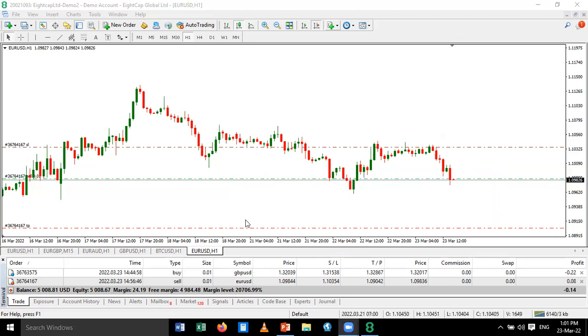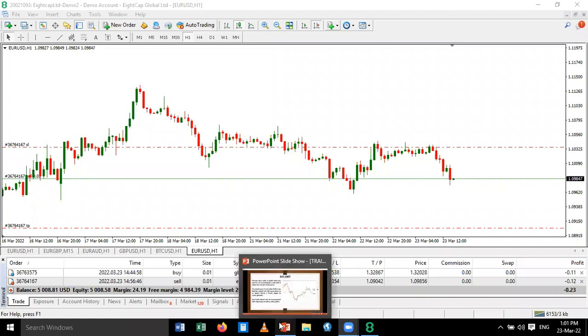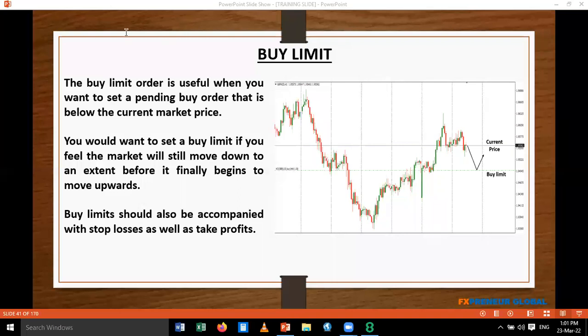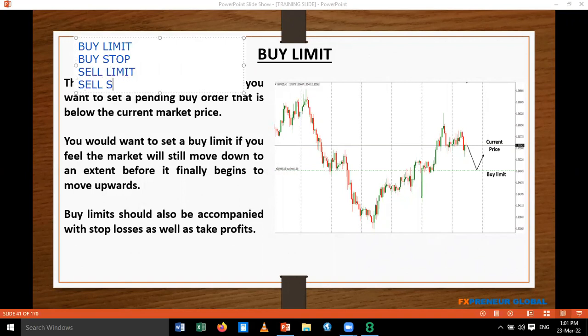Okay, now let me go ahead and also do some practical of the pending order. But before I do that, let's look at the definition of these pending orders. Remember, I made mention that for the pending orders, we have four different types of pending orders. We have the buy limit, we have the buy stop, we have sell limit, and we have sell stop. All right.